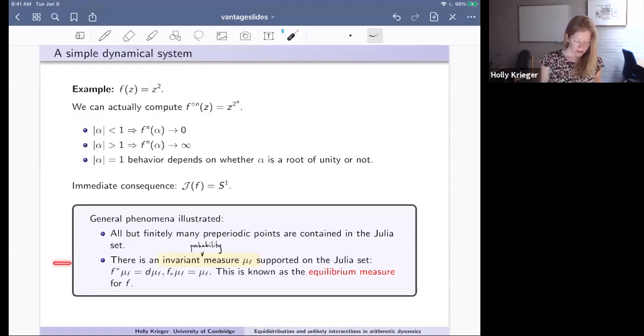Secondly, there is an invariant probability measure supported on the Julia set, okay? Invariant meaning that the pullback multiplies the measure by D and the push forward leaves the measure fixed, okay? What is that measure in this case? It's Lebesgue measure on the unit circle, right? Certainly has this property. That measure exists more generally and is known as an equilibrium measure for the map, or rather the equilibrium measure for the map, okay?